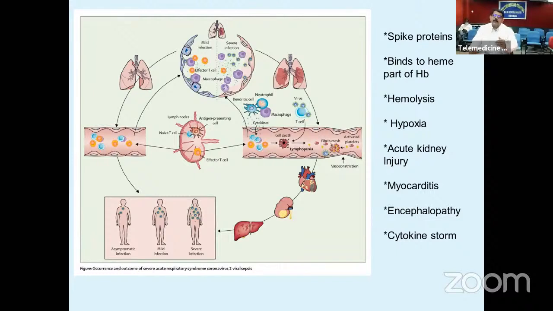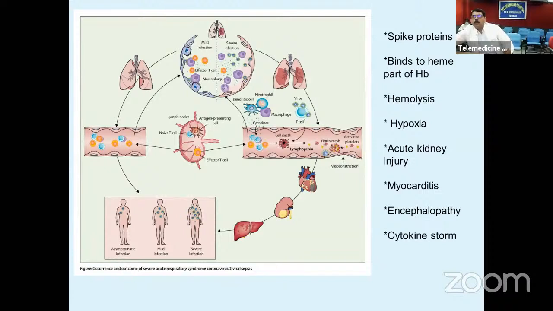And they deteriorate very fast, the saturation comes down. We get phone calls: our saturation is 38%, 45%. The patient is otherwise normal. There is no asthma, no infirmity. So there is a lot of challenge in the pathophysiology also.